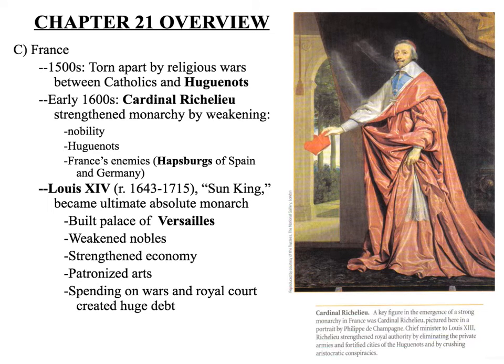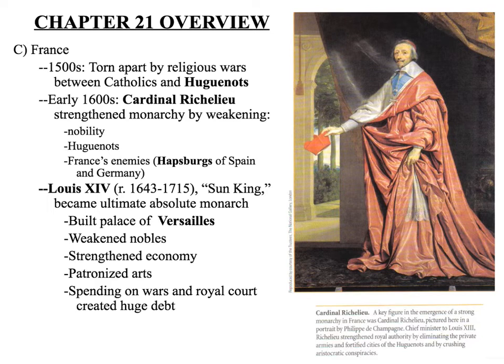And then Richelieu also went after France's enemies outside the country, and that was mainly the Habsburg family, who were the rulers of Spain. This is the family from which Philip II, who we saw in the previous slide, came from. And you also had a Habsburg family that was in power in Germany. So basically, France was surrounded on all sides, in Spain and in Germany, by members of the Habsburg family. And so Richelieu wanted to make sure that France could hold its own against them.